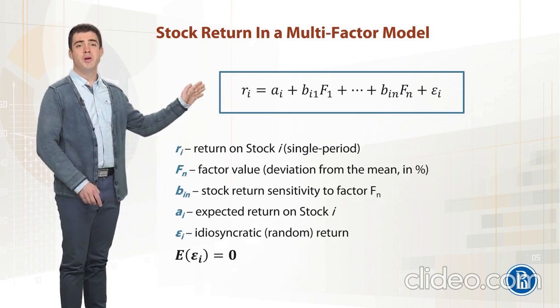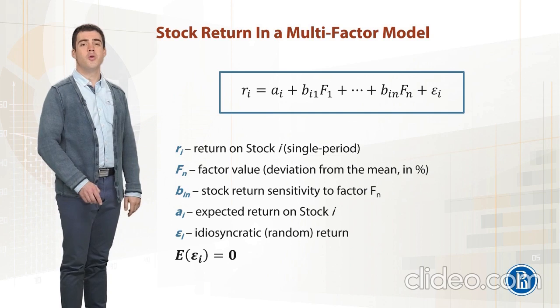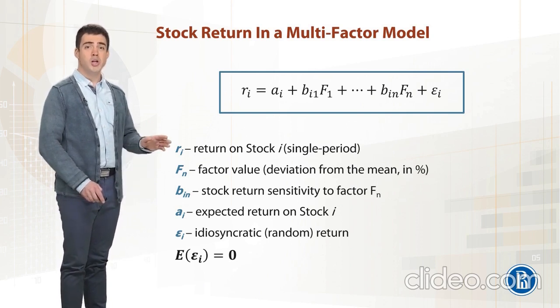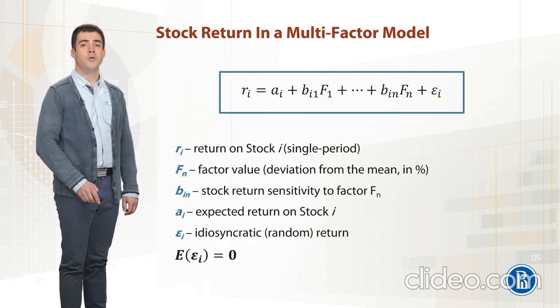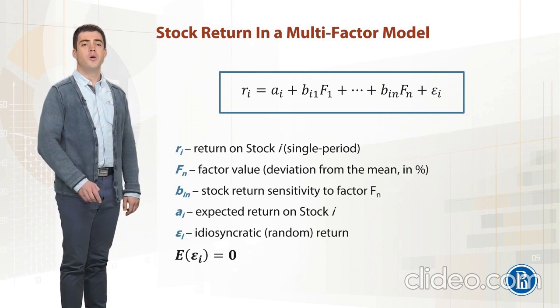Indeed, the factor equation for the return on a stock I, whose return is determined by more than one factor, will look pretty much the same, except that now we have n factors, and each factor has the sensitivity b, which determines the relationship between the change in this factor and the change in the overall return on this stock. Just like before, we assume that the idiosyncratic return on this stock will equal 0 in expectation.